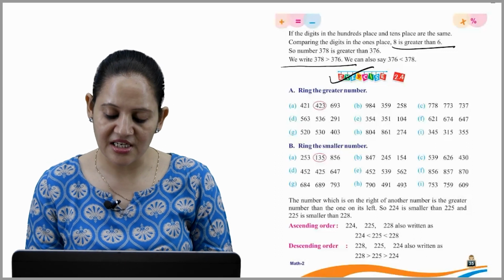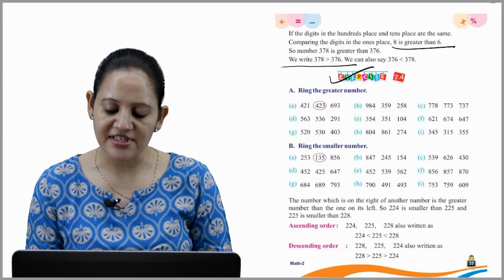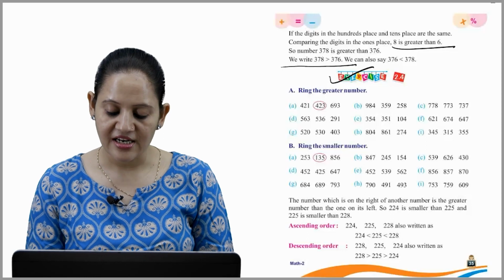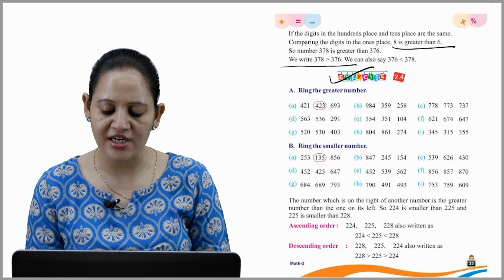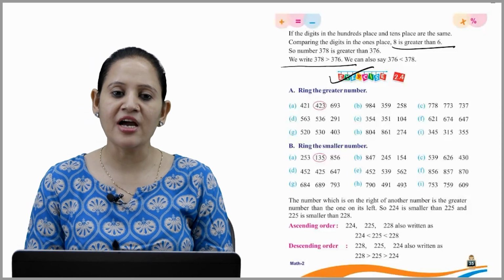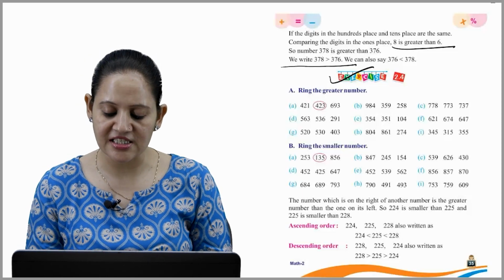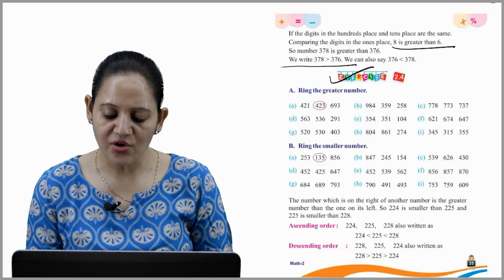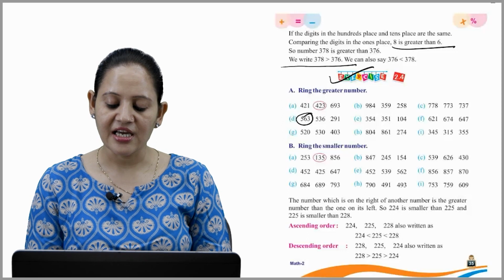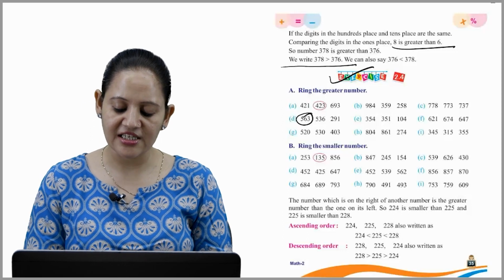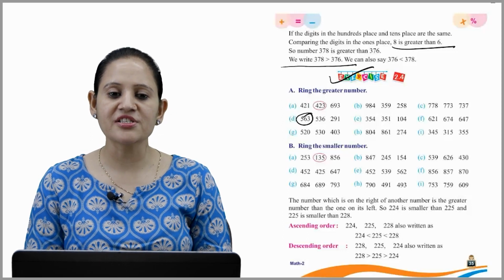So here 3 numbers are given. They have circled the greater number. Here 3 numbers: 563, 536 and 291. So here we have to compare which one is the greatest among these 3 numbers. 563 will be the greater number among these 3 numbers. So we'll circle it. Clear? So practice all the questions of this exercise.